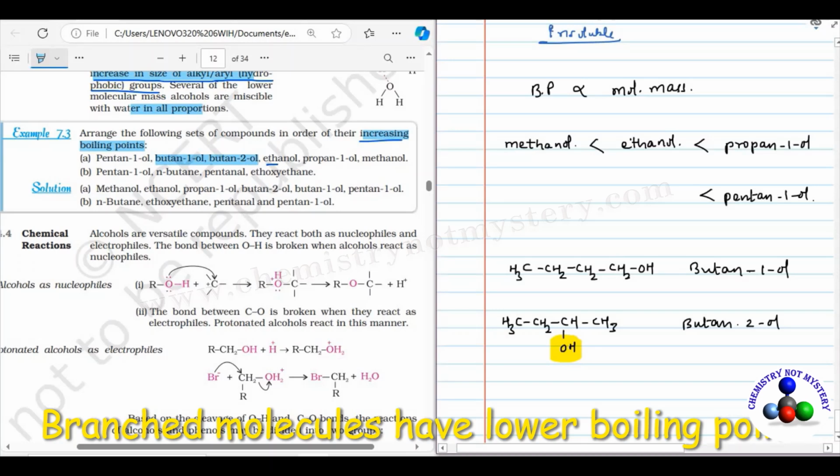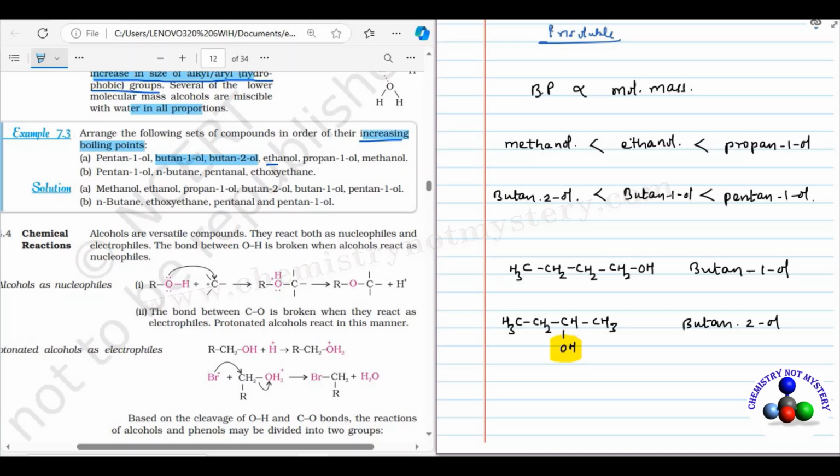So here we can see butane-1-ol will have higher boiling point than butane-2-ol. So here this is butane-2-ol. This is the increasing order of the molecules according to their boiling point. Now come to the second question.